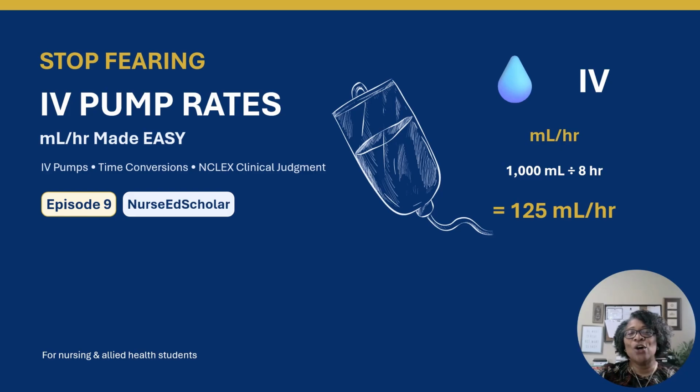Okay. So, like I always do, let's start. You have a patient and they have a 1,000 milliliter IV fluid ordered, and it's supposed to run over 8 hours. Now you go into your patient's room, you look at the pump, and it's asking you for one number, and that is milliliters per hour. So what number would you enter?